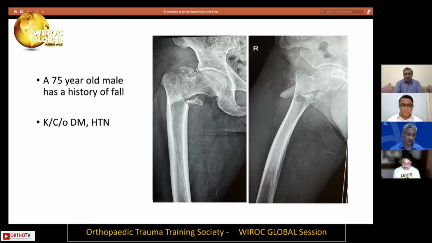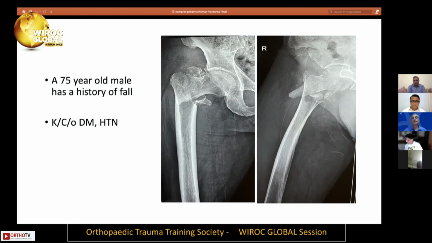So this patient presented to us after a fall at home. He's a 75-year-old male. He is a known case of diabetes mellitus and hypertension. And that was the AP and lateral X-ray, which you can see on the screen.